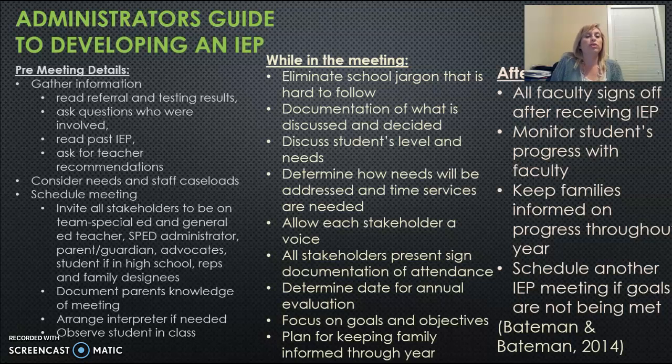While the administrator is in the meeting, it's important that everyone eliminates the school jargon so that it's easy to follow. Document what is discussed and decided, decide on the student's level and needs, determine how the needs are going to be addressed and the time that's needed to address them, allow each stakeholder a voice. All stakeholders should then sign documentation. If they were present, determine a date and time for an annual evaluation, sometimes called an annual review. Focus on the objectives and goals, and plan for keeping the family informed throughout the year.